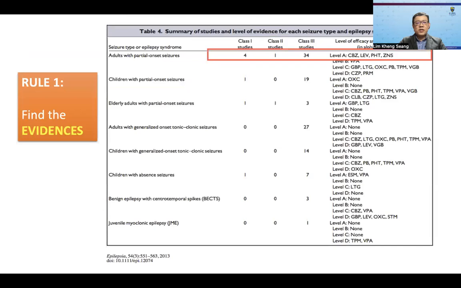However, the choice of drugs can be based on a few key or simple rules. The first one is evidence. This is from non-inferiority trials comparing two medications. For focal or partial onset seizures, there are 4 level A drugs, which include carbamazepine, levetiracetam, phenytoin, and zonisamide.